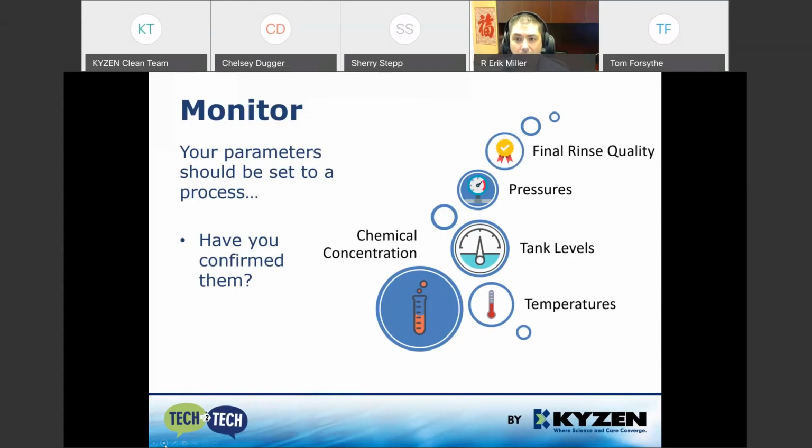And then finally, your final rinse quality can be a very good indicator of whether you're getting any drag out or cross contamination. It's a process that's very often monitored in cleaning, in electronics cleaning. And so it can be a very good indication of how your overall process health is in terms of foam, and in particular cross contamination and drag out.